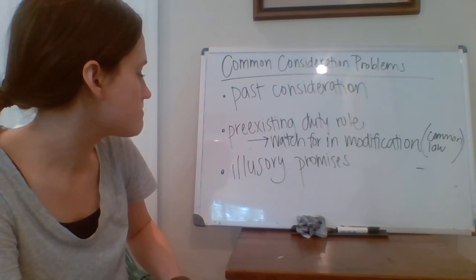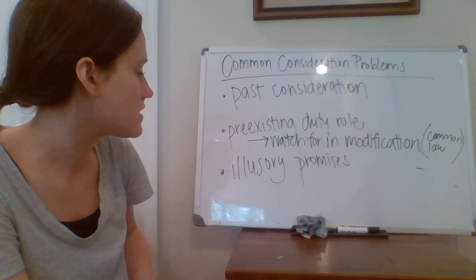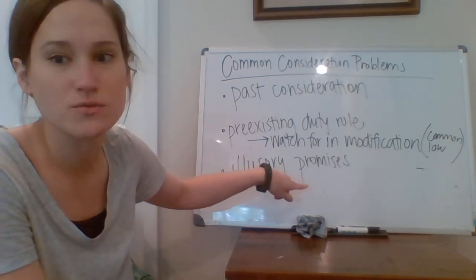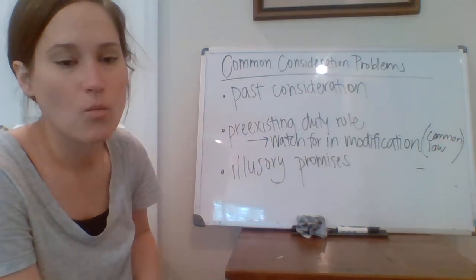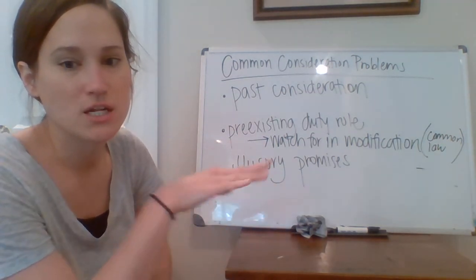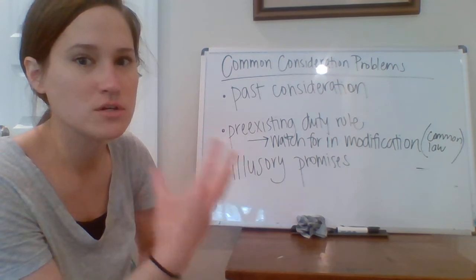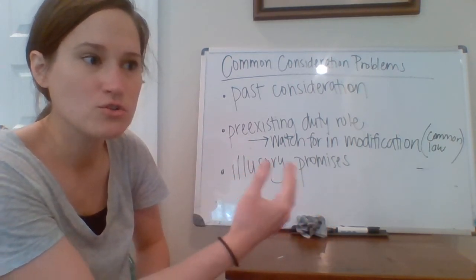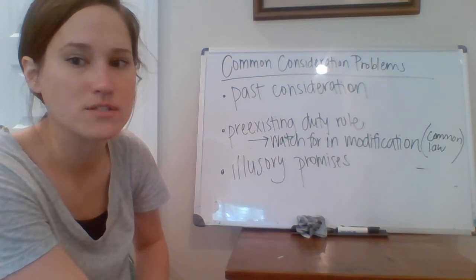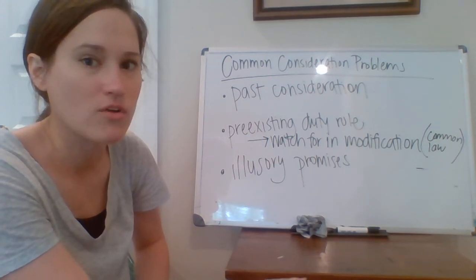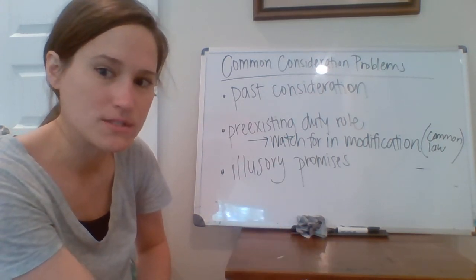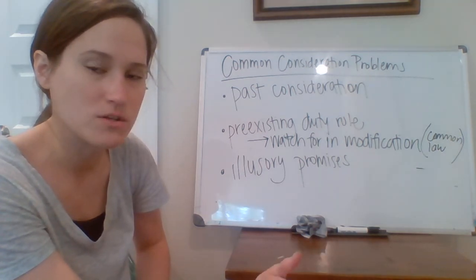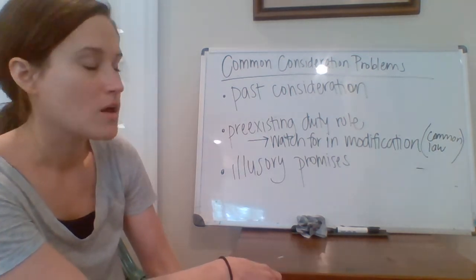Final concept here are what we call illusory promises. When I hear illusory here, I think like an illusion, right? So these are cases again where it kind of looks right. The illusion is there that we've got consideration, that we've got a valid contract, but really when you look a little bit deeper, it turns out no, there's some kind of a key problem.